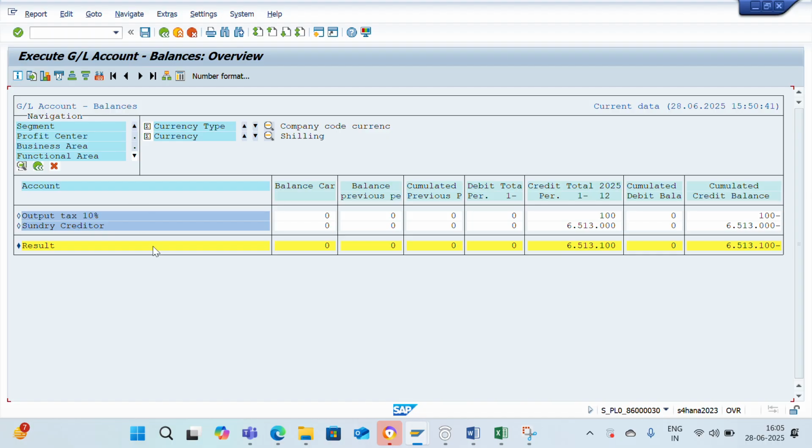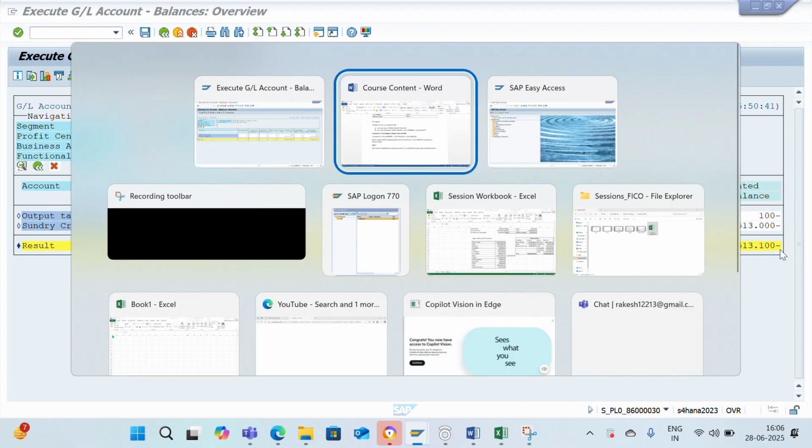So I can see for the first GL we have 100 on the credit side, and for the second GL we have 6513,000 on the credit side. So the accumulated total balance of both the GL accounts is 6513,100, which is what we saw in the previous report also.